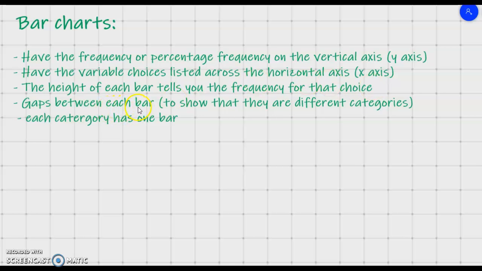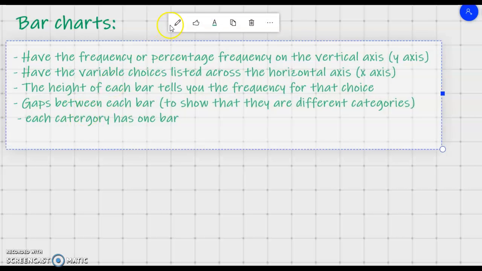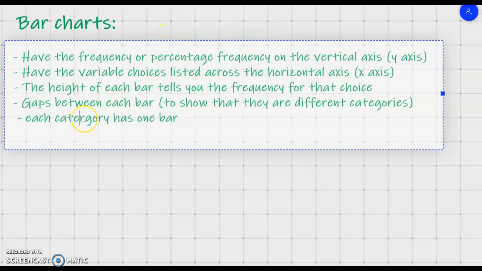The taller the bar, the higher the frequency. Make sure you have a gap between each bar. This is not a histogram. Histograms don't have gaps, and they're only used for continuous numerical data. We're doing categorical data, so we've got to have gaps. And each category is represented with one bar. I'll just check that spelling there. Oops, a daisy.